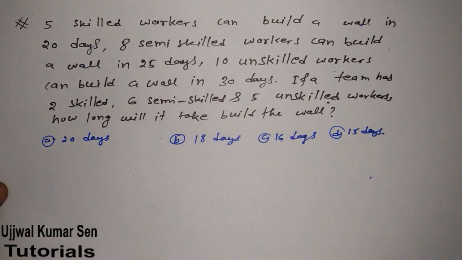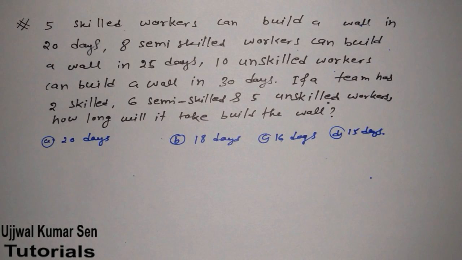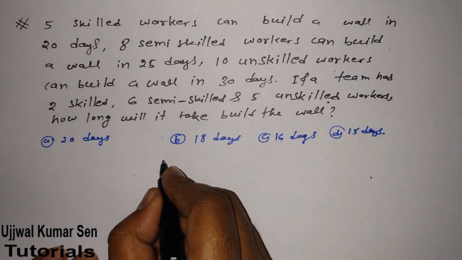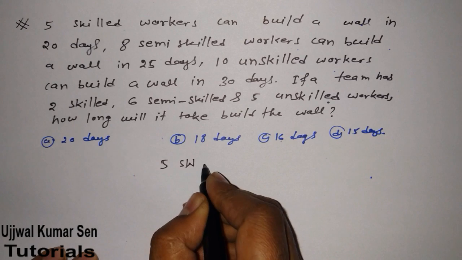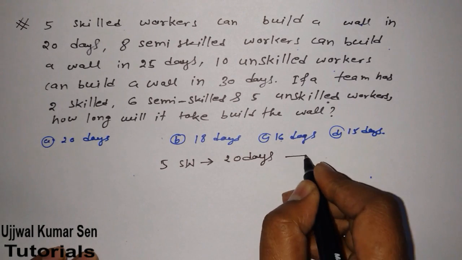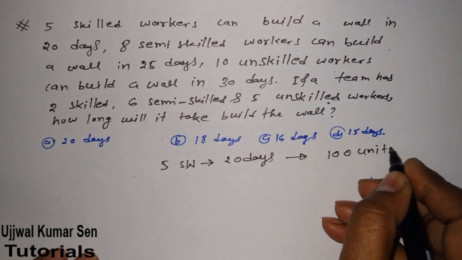This is a really very good question. If you know the relation, it's easy, but if you do not use your brain, it's really difficult to get the answer. I will tell you the tips also. So the question says that 5 skilled workers can build a work in 20 days. So the total number of work units is 100.